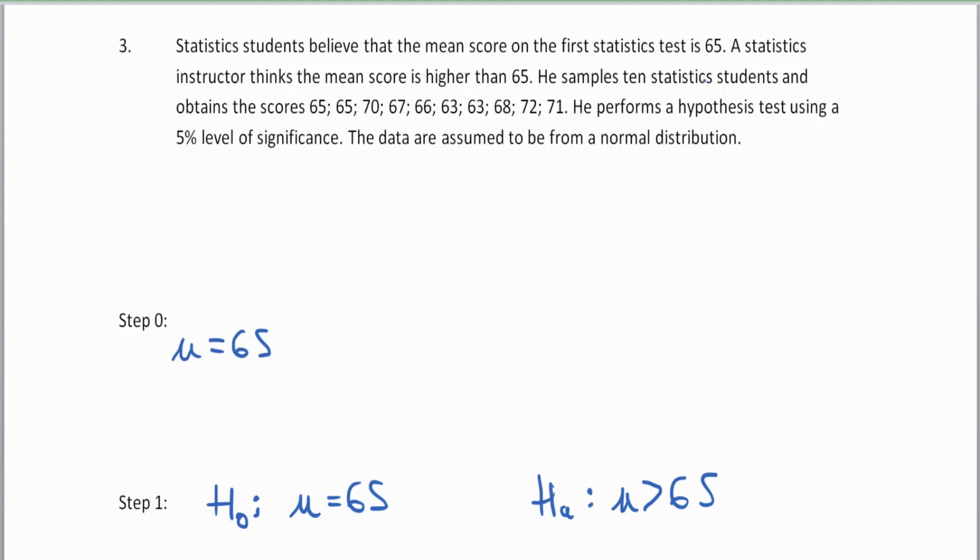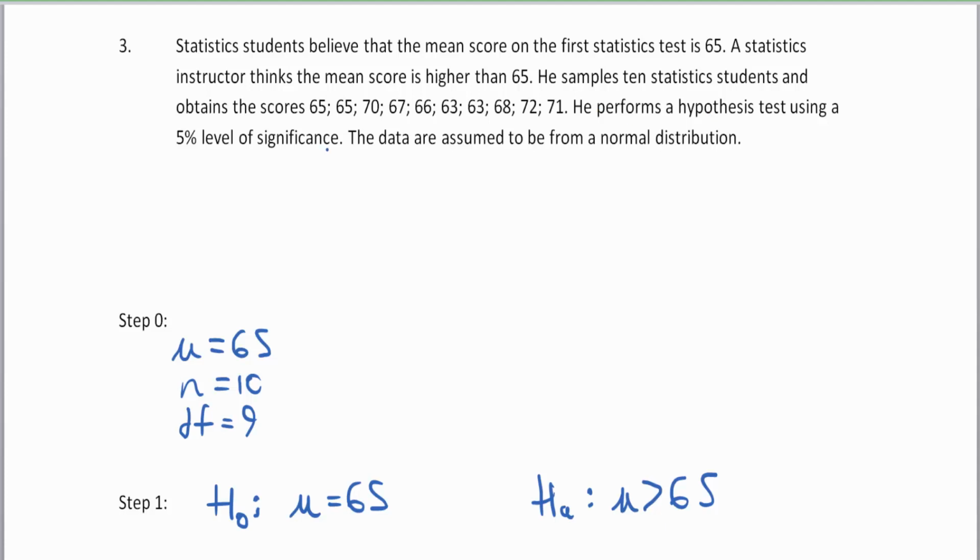So he samples 10 statistics students, so this is my sample size of 10. Now that is another key indicator that we're probably not dealing with a z distribution. We're going to look at, instead of the z chart, the t charts, because we're going to have 9 degrees of freedom here. And here are the actual scores. Now, what I've done, okay, let me finish this up before I talk about this list of data.